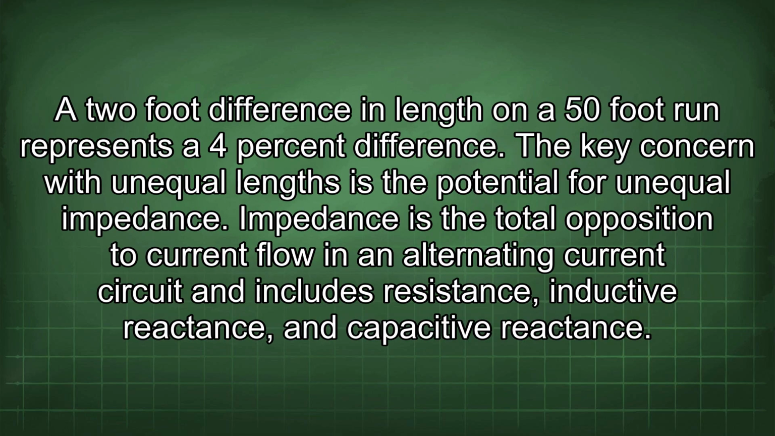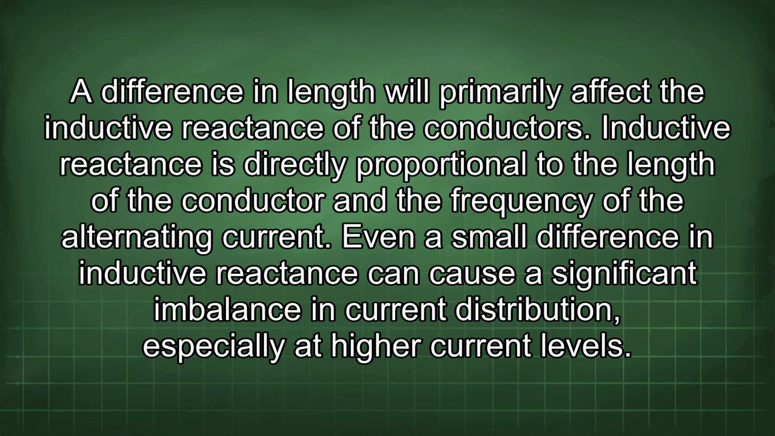A 2-foot difference in length on a 50-foot run represents a 4% difference. The key concern with unequal lengths is the potential for unequal impedance. Impedance is the total opposition to current flow in an alternating current circuit and includes resistance, inductive reactance, and capacitive reactance. A difference in length will primarily affect the inductive reactance of the conductors. Inductive reactance is directly proportional to the length of the conductor and the frequency of the alternating current. Even a small difference in inductive reactance can cause a significant imbalance in current distribution, especially at higher current levels.